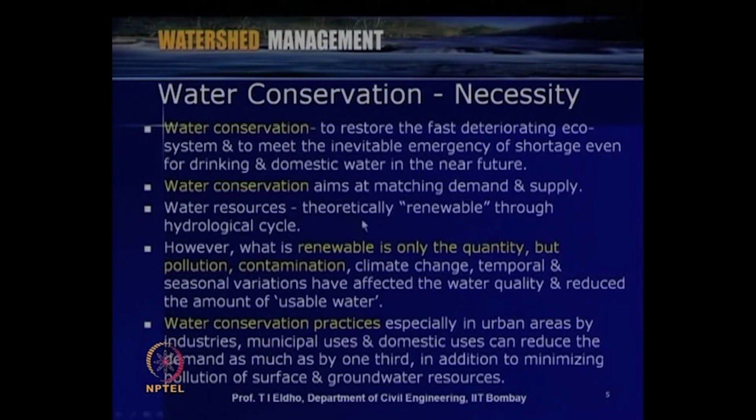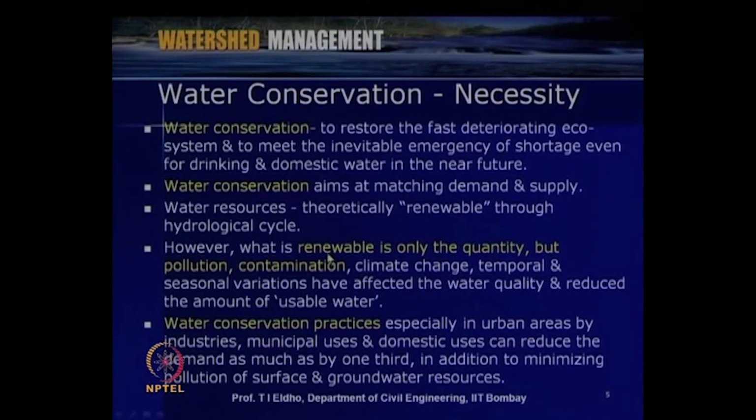So, water resources, theoretically, you can see that it is renewable through the hydraulic cycle, but then of course, there are problems like the quality of the water, like contamination. However, water is renewable only in quantity, but pollution, contamination, then problems like climate change, then temporal and seasonal variations, have affected the water quality and reduced the amount of usable water.